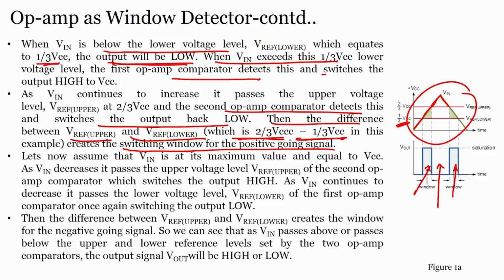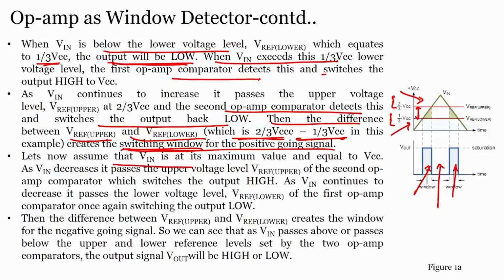When you have this particular difference, 2/3 VCC minus 1/3 VCC, it will create a window which is the switching window for positive signal, because as soon as the input goes between these values, in this particular region, it will switch on. If it is less, in this region, it switches off; if more, it switches off. Only in this particular window is it switched on. That means by changing the reference voltages we can create different windows, and a switch on and switch off time. So, that is what is written here.